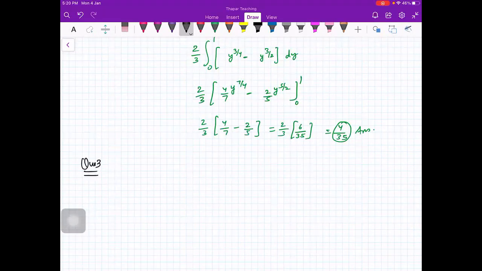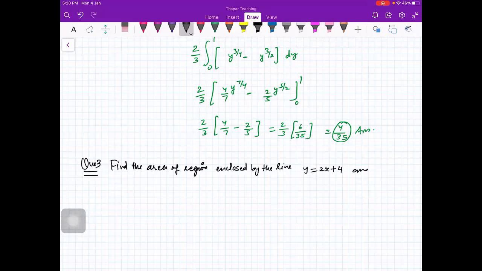So next problem is question number 3. Find the area of the region enclosed by the line y is equal to 2x plus 4 and the parabola y is equal to 4 minus x square in the xy plane.